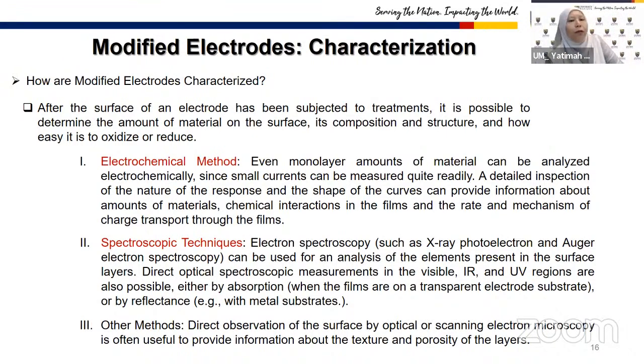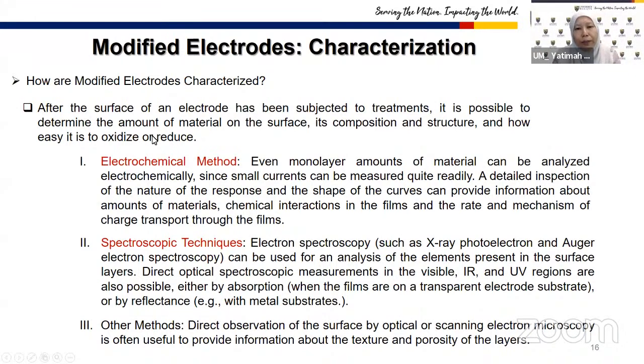So a few examples I'm sharing with you, because these are the things that you need to understand and characterize. Once you make a modified electrode, we call it a modified electrode because you have actually modified the substrate, which is the first electrode, and then you form another material on top of the electrode. So you have actually done your modified electrode. Okay. So after the surface of an electrode has been subjected to treatments, treatments is where you fabricate your electroactive layers, it is possible to determine the amount of material on the surface, its composition and structure, and how easy it is to oxidize or reduce.